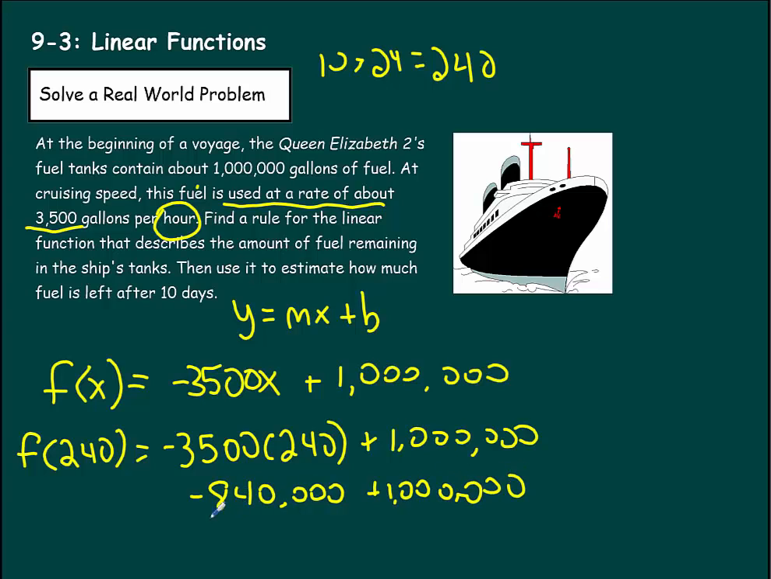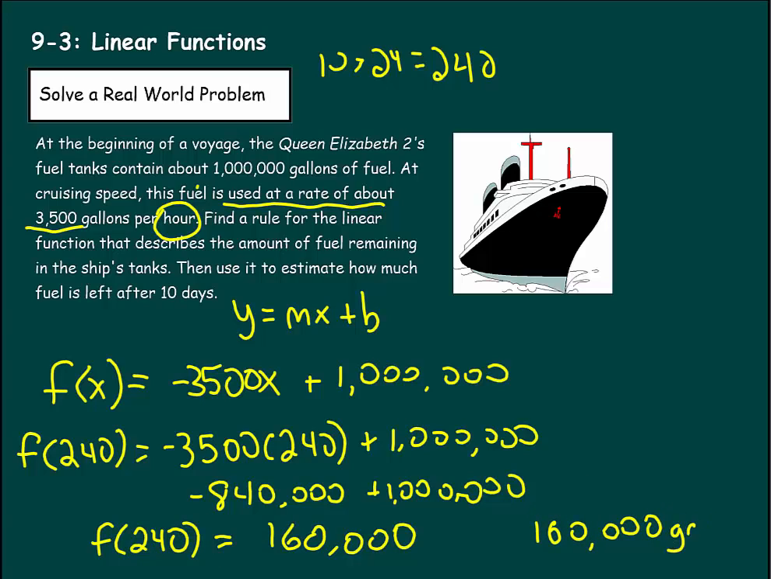which means we did not run out of gas because this is not quite as much as 1 million. So negative 840,000 plus 1 million is positive 160,000. Running a little bit low on gas. So the function of 240 equals 160,000. So there'd be 160,000 gallons of fuel at 240 hours or 10 days.